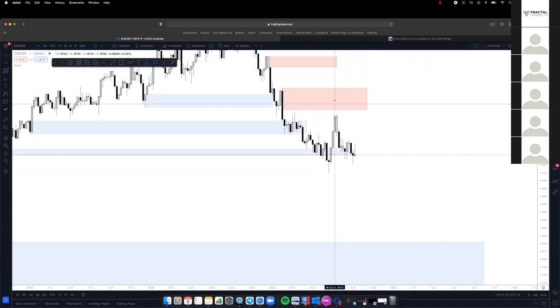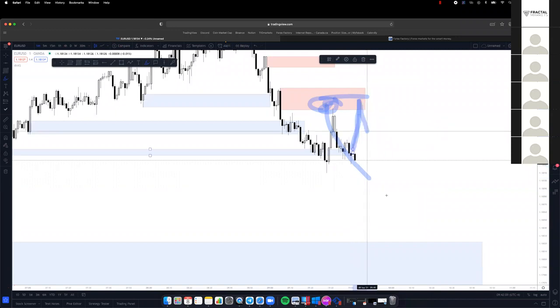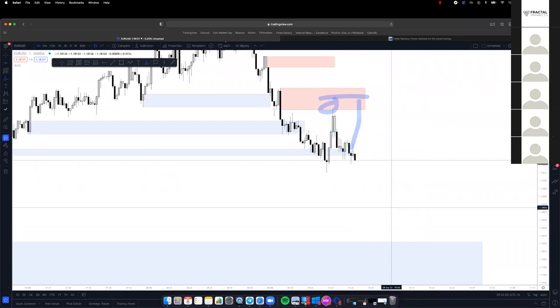So the chances of us coming back into a zone to collect more orders after we've already collected orders, if this didn't provide enough orders to break, why would this, right? That's how I think about it.